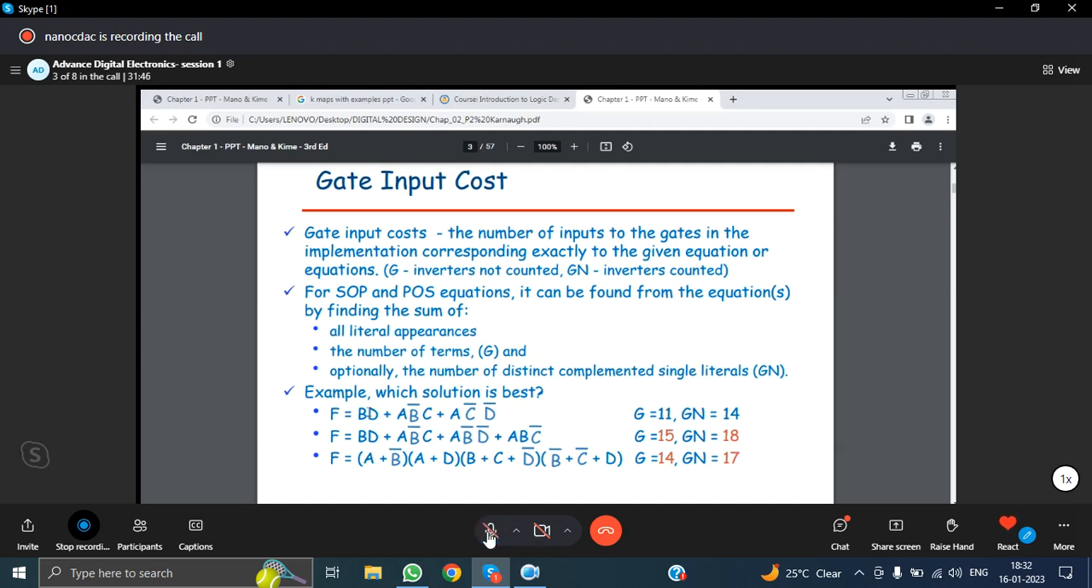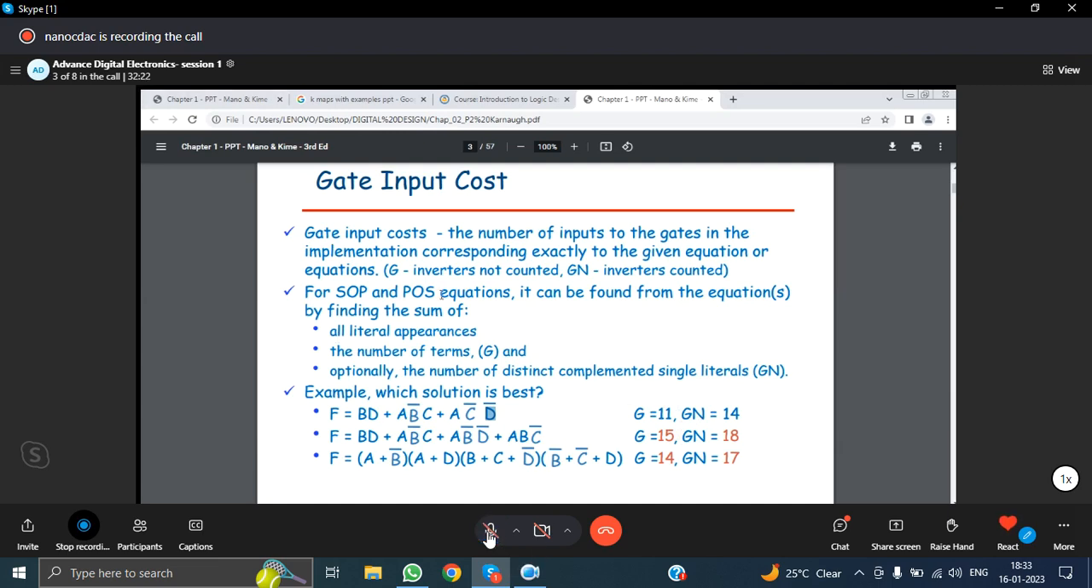See the inputs, BD. So this is a 2 input AND gate. What I'm showing here is a 2 input AND gate, and a 3 input AND gate. 2 plus 3 inputs is 5. Again this is a 3 input AND gate. Now 5 plus 3 is equal to 8. Again how many inverters in this? 3. 9, 10, 11. So when inverters are not counted, it is coming 11, right?